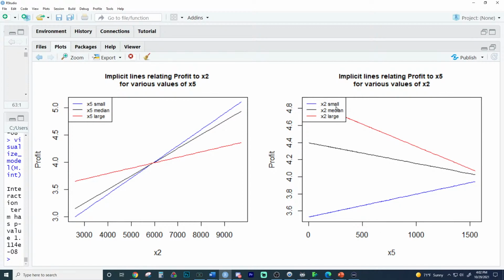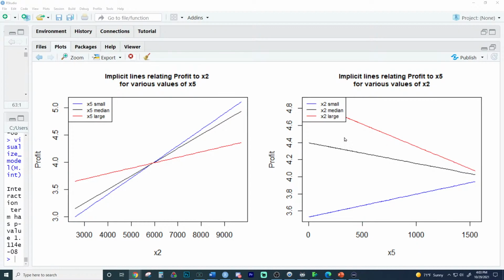If x2 is large, x5 has a negative slope. So the way in which x5 explains profit would what on x2? Let me repeat that. If x2 is small, then x5 is going to have a positive slope. If x2 is large, then x5 is going to have a negative slope. The way in which x5 explains profit would what on x2? Think of a D word right there. It would depend. Does that make sense?